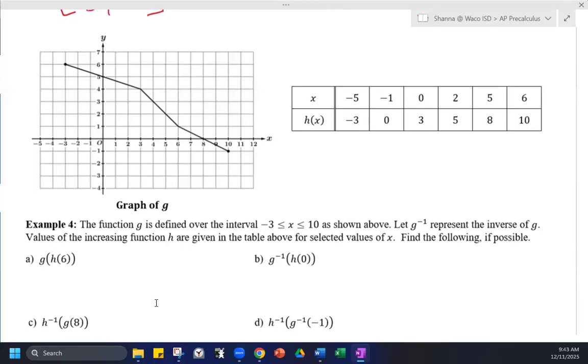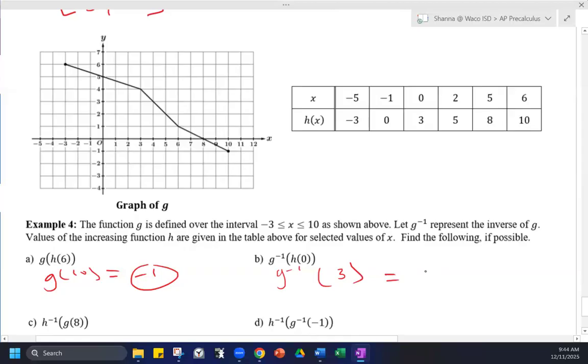All right. So really quick, if I have G of H of 6, what do I get? H of 6 is? So now I need G of 10. What do I get? -1. Good job. All right, now we have h of 0. What do we get? 3. I have inverse of g of 3. What do I get? Good job. You're doing it.